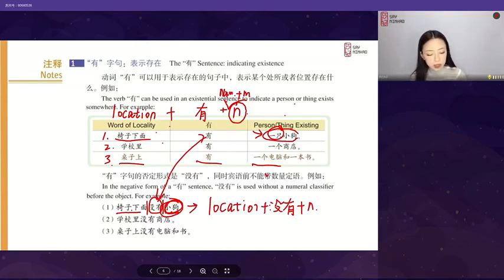Now let's see another two sentences. Next one is 学校里没有商店. Before the 商店, we cannot see the numeral classifier. Next one, 桌子上没有电脑和书. Before the 电脑 and before the 书, there are no numeral classifiers like 一个 and 一本, just 电脑和书. This is the 有 sentence indicating existence: location plus 有 or 没有 plus the object.